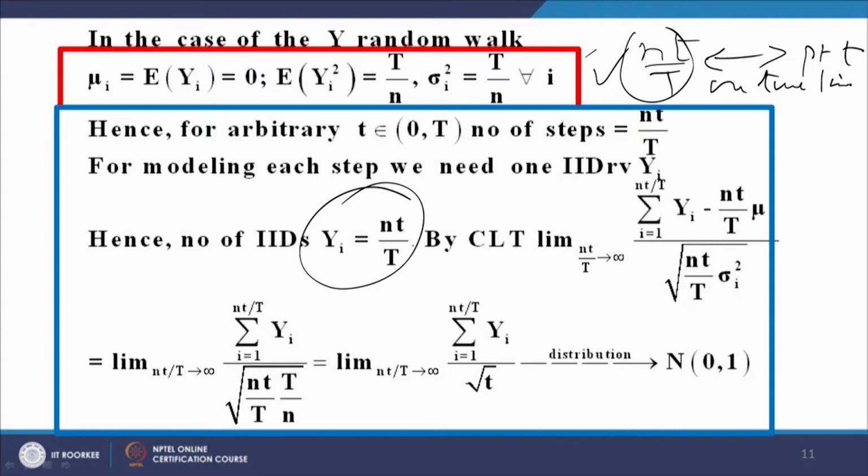So, because there will be n t upon capital T number of transition points between 0 and small t, therefore, the number of random variables y i's that we require for modeling the stochastic process is equal to n small t upon capital T. Therefore, we use the central limit theorem with this as the reference corresponding to the time small t on the timeline, and therefore, the number of variables is equal to this, and when we use the central limit theorem, the summation will extend from 1 to n small t upon capital T, because this is the number of variables that are there in the stochastic process up to time small t, which is an arbitrary point between 0 and capital T. So, using this, what we get on simplification is that this expression that we have here is normally distributed with a mean of 0 and a variance of 1.